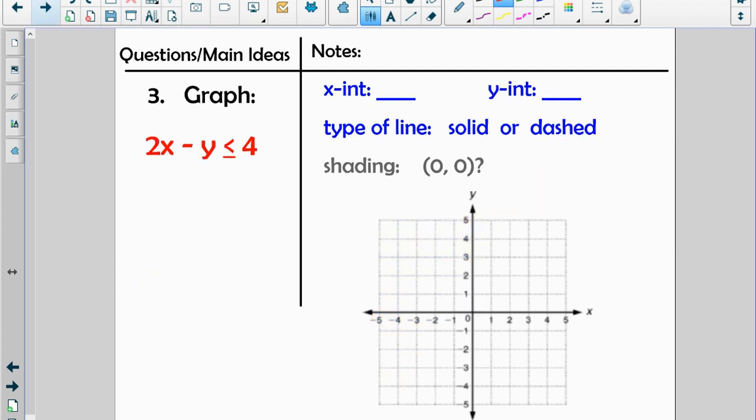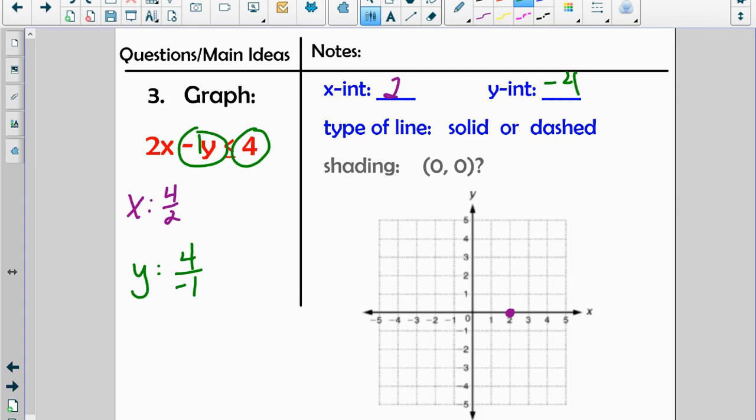One last example. 2x minus y is less than or equal to -4. So for my x-intercept, I want to take 4 and divide it by 2, and 4 divided by 2 is positive 2. My x-intercept is 2. I make sure to plot that on my x-axis. For my y-intercept, I want to take 4 divided by, remember, that's a -1. So 4 divided by -1 is -4 on my y-axis. So I make sure I plot that down there.